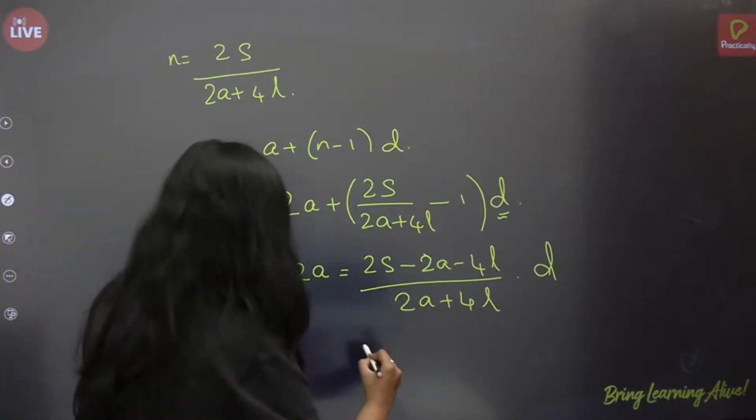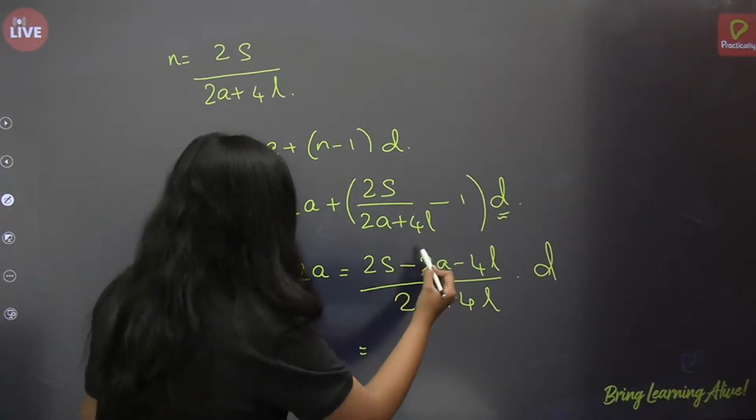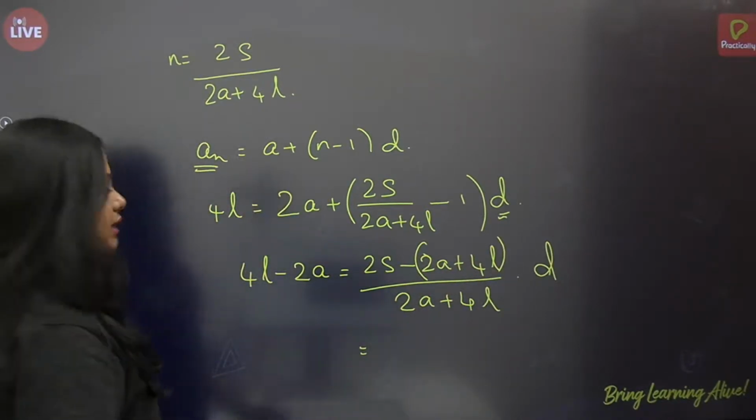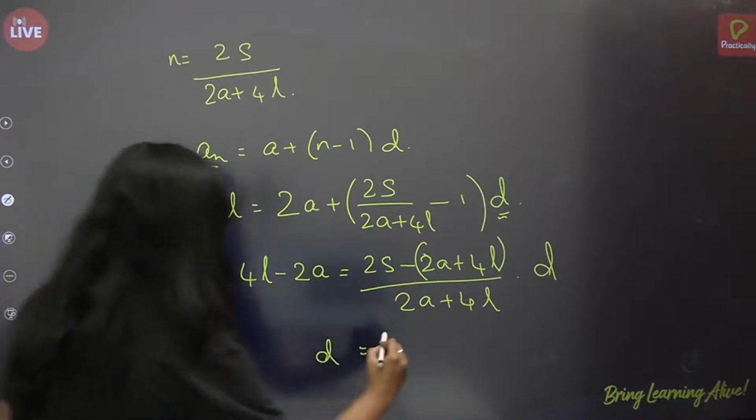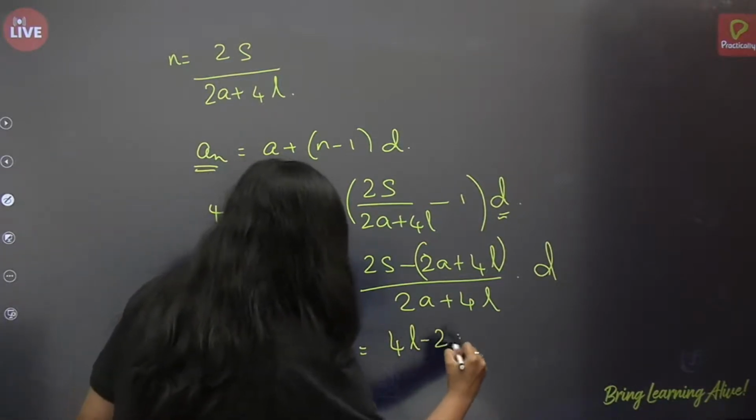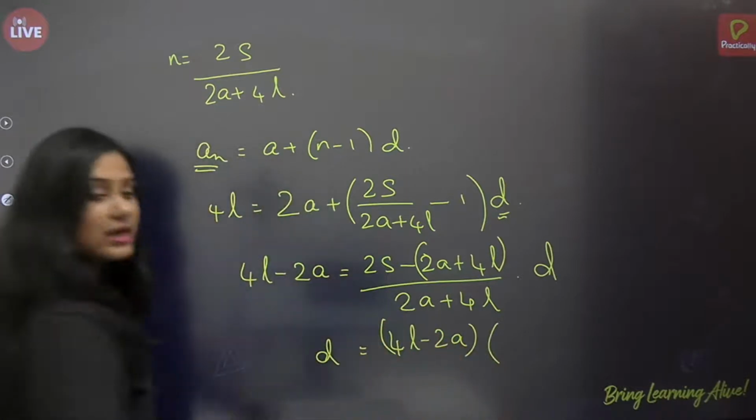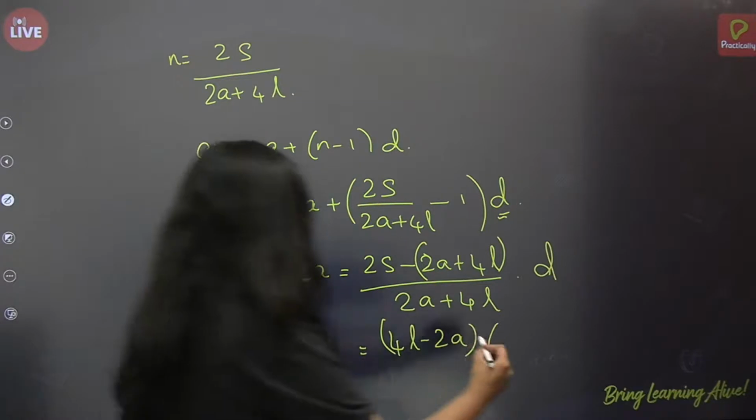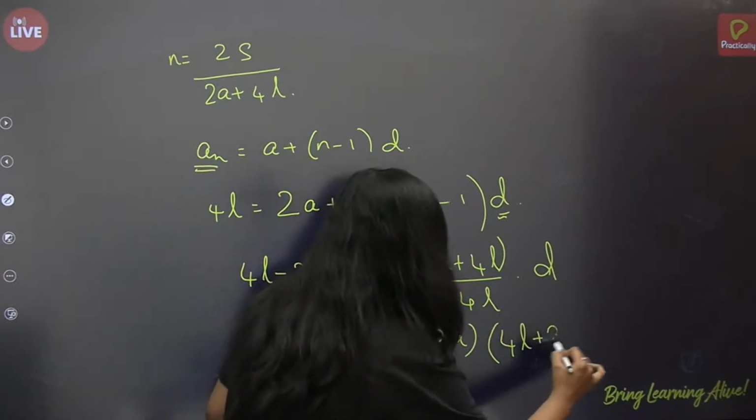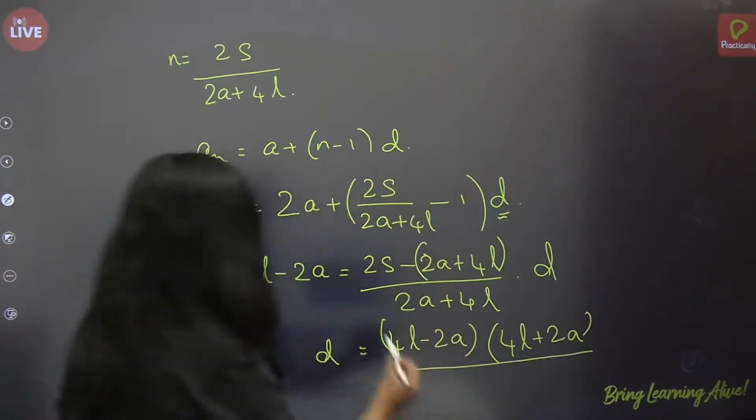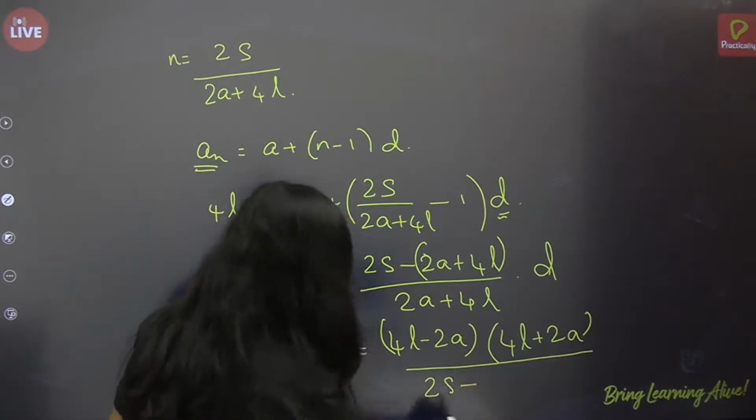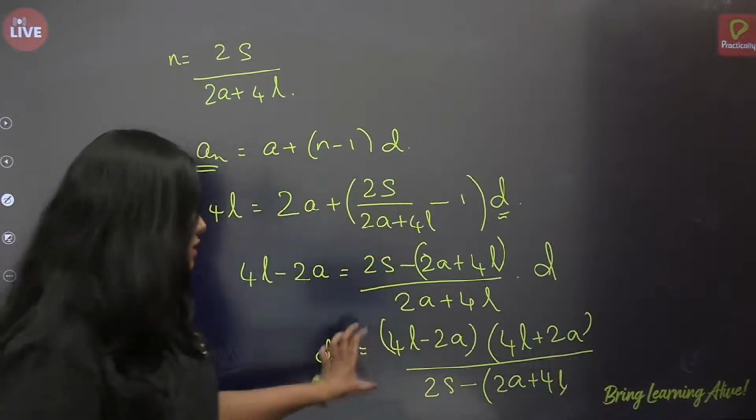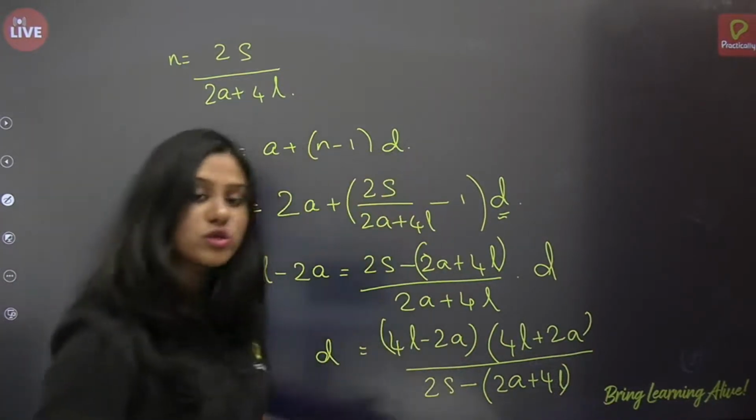Now, you can just take the minus here and put this. Done. Now, d equals 4l minus 2a into 2a plus 4l, which I can write as 4l plus 2a. Of course, I can write. Who's stopping me? Right? By 2s minus 2a plus 4l. Can we simplify this further? Of course, we can simplify.